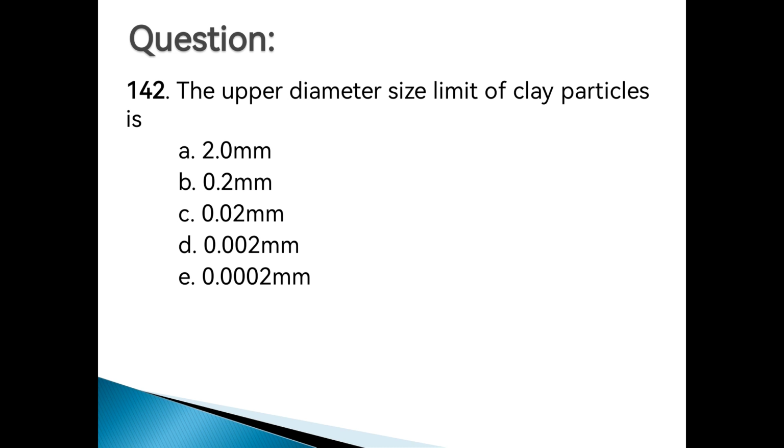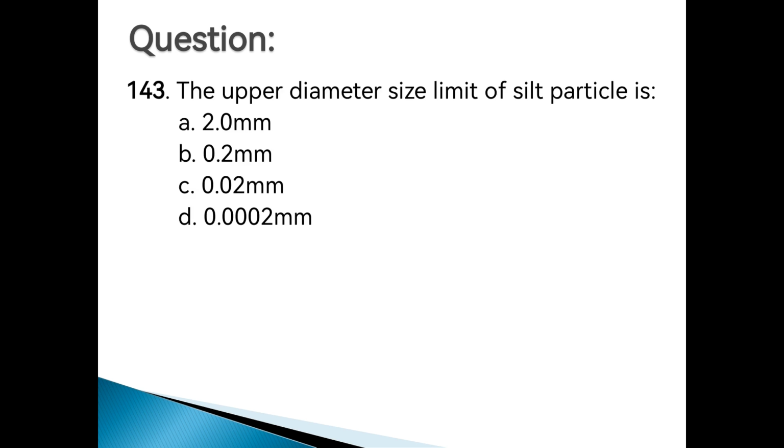142. The upper diameter size limit of clay particles is A. 2 mm, B. 0.2 mm, C. 0.02 mm, D. 0.002 mm, E. 0.0002 millimeter. The correct answer is D. 0.002 millimeter.